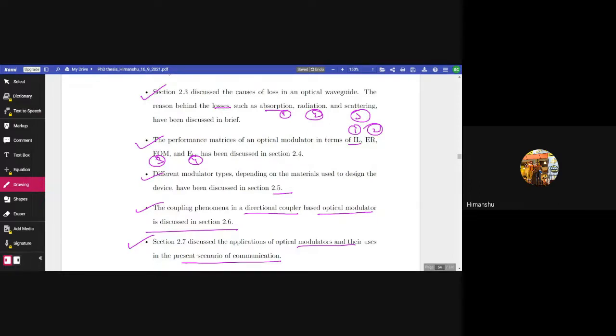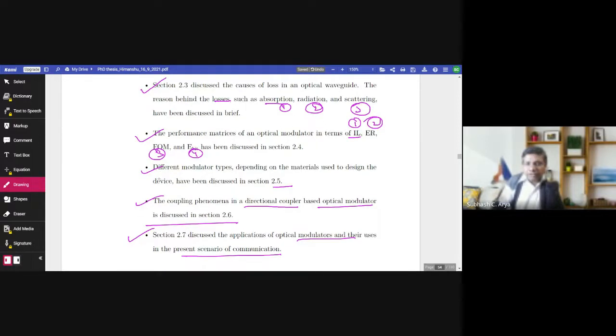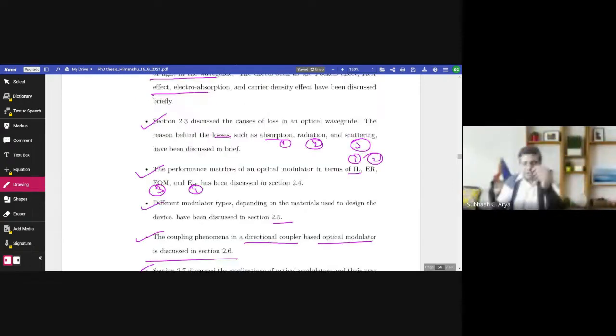So, thank you, Himanshu, for completion of this chapter 2. Here, although we are discussing optical modulators, I would like to draw the attention of all participants that there is a big program called LIGO. LIGO means Laser Interferometer Gravitational-wave Observatory. You have heard that a few years back, scientists could identify gravitational waves. In the universe there are gravitational waves.